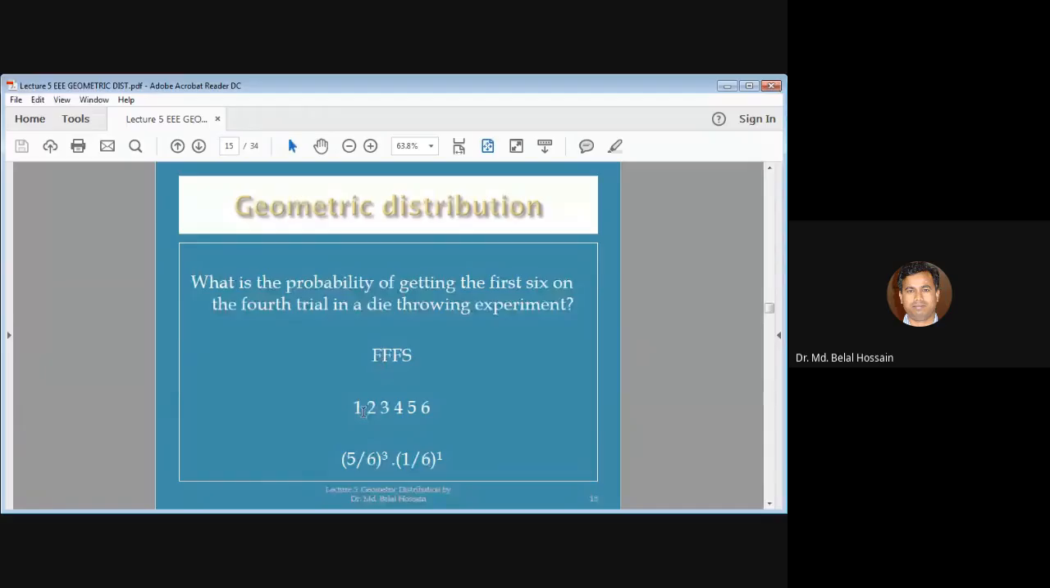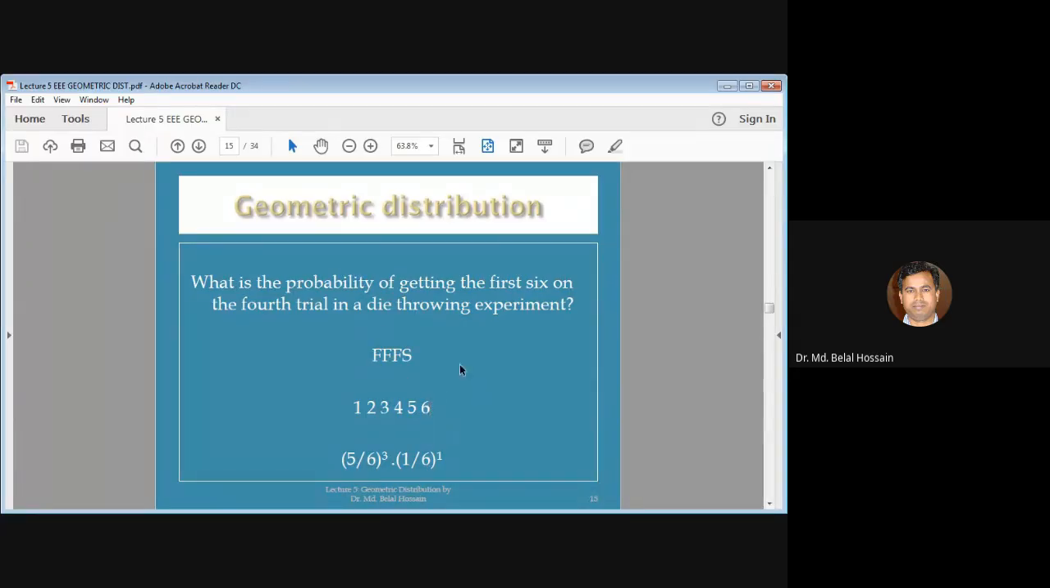Okay, so when you say what is the probability of getting the first 6 on the 4th trial, that means you are getting 3 failures. Okay, so what is the probability of failure? That 1, 2 up to 5, anything other than 6 is your failure. So probability is 5 by 6. Okay, so what is the probability of success when you get a 6? It is actually 1 by 6 because we have 1 six here and 6 possible outcomes, so 1 divided by 6.